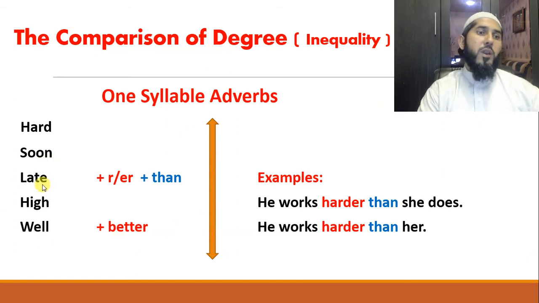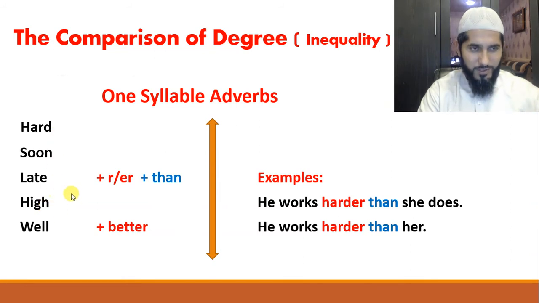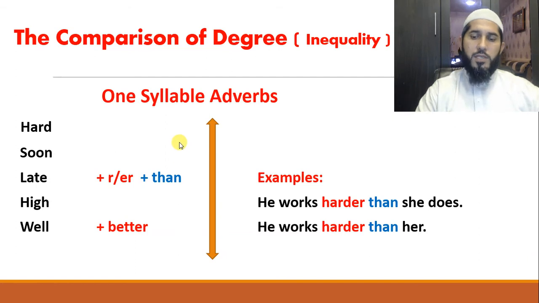Or for example, late: he arrived later than I did. Possible. You can jump higher than I can. That's possible, okay? So you can use all of these one syllable adverbs in comparative degree.